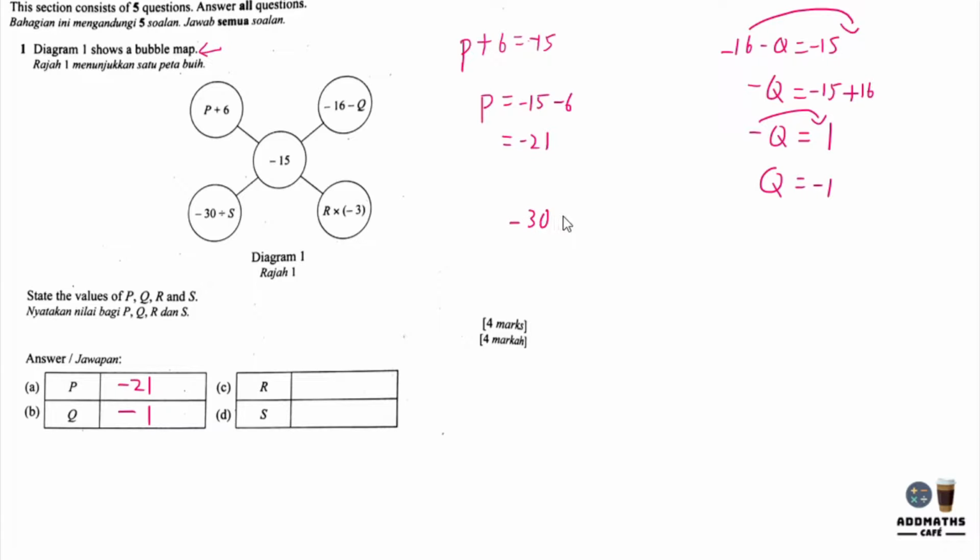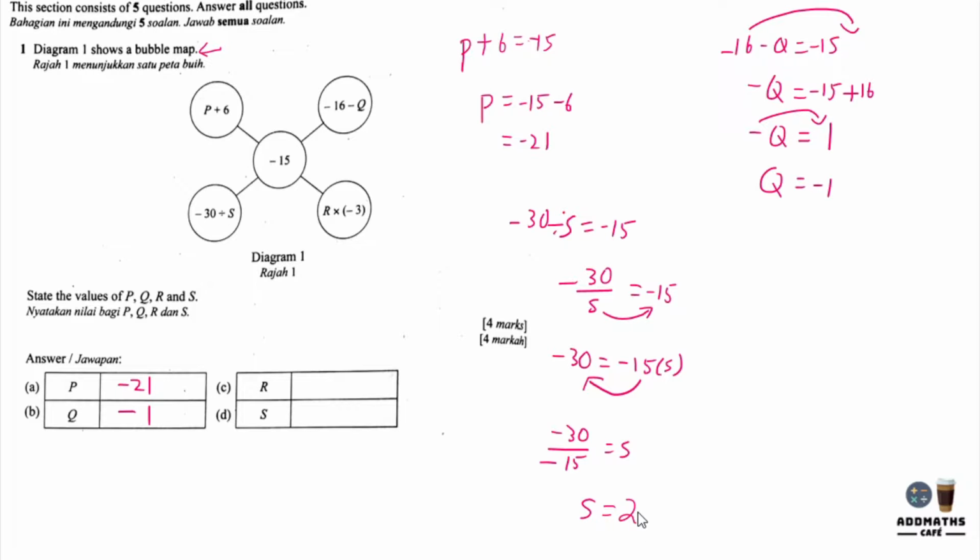Negative 30 divided by s will give you negative 15. Let me change it to a fraction: negative 30 divided by s equals negative 15. To do this, you bring the s to the other side, and it will be times. So negative 30 equals negative 15 times s. Now bring the negative 15 to one side because you want to find what s is. So negative 30 divided by negative 15 will be equal to s. So s will be equal to 2.